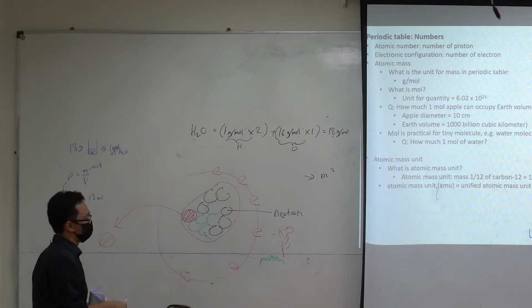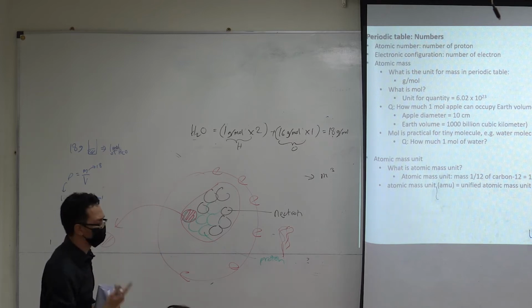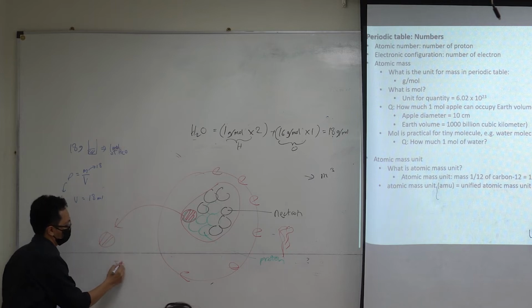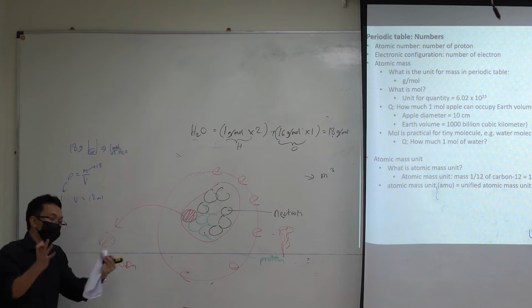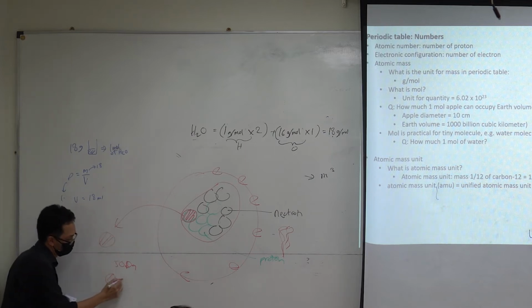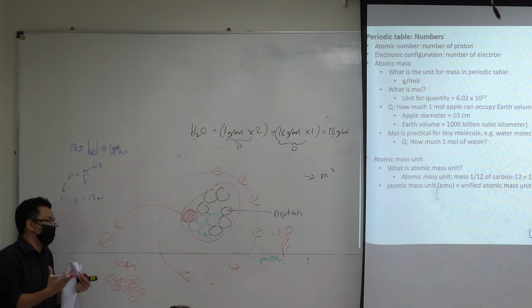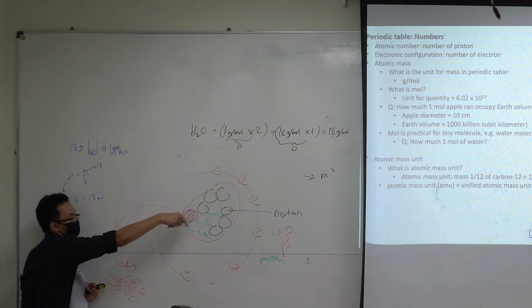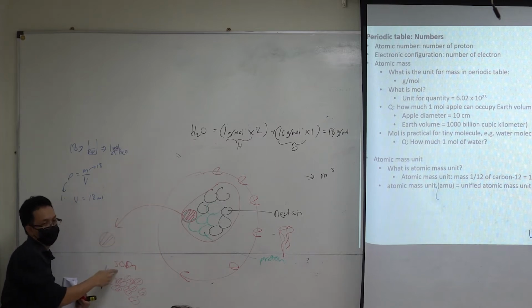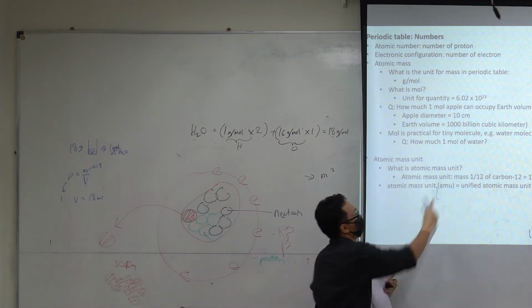Sometimes you hear the words AMU, u, and Dalton. Sometimes you hear people say 50 Dalton, 50 Dalton. What does it mean? That means the atom or whatever it is has 50 of this thing. Meaning that the weight is equivalent to having 1/12 of carbon times 50. That is 50 Dalton. So that's why they say unit. The unit is the basis.